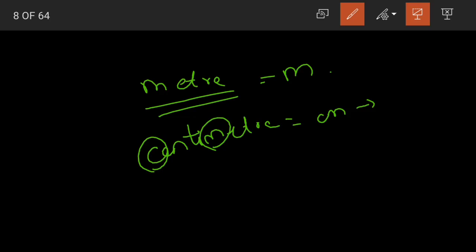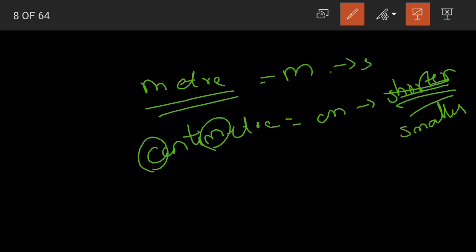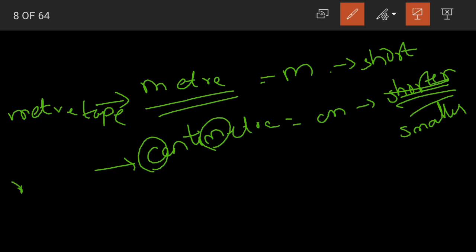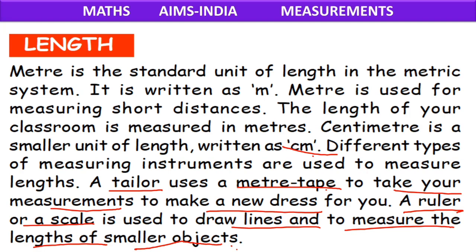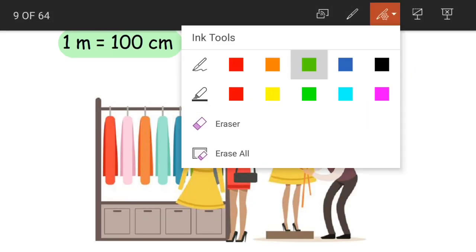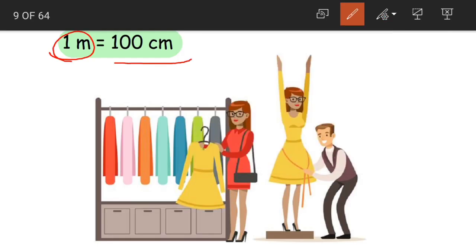Now cm, that is centimeter, is used for measuring shorter distances, smaller distances. Meter is used for measuring longer distances and centimeter is used for measuring smaller distances. And one measuring instrument for meter is the meter tape. And an example of measuring instrument for centimeter is a ruler or a scale. Clear, children? Now coming to the relationship between the meters and centimeters. 1 meter is equal to 100 centimeters.